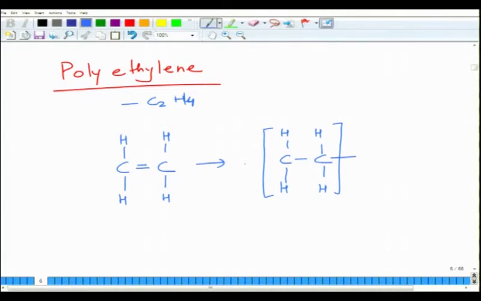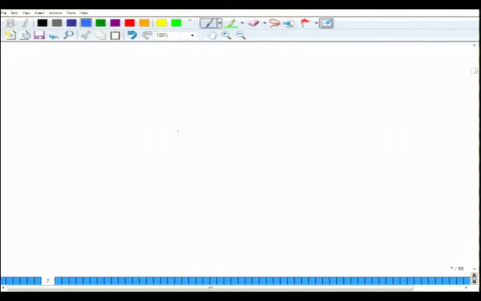and now it is open to react on both the sides. It's open to accepting a neighbor on each side, and this is called a monomer or a mer unit of polymer. And when you put many of these together, how do you put them?